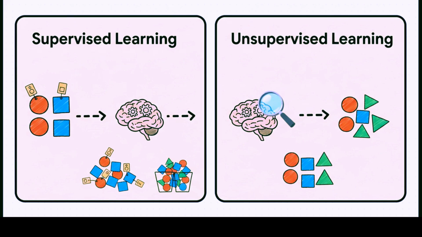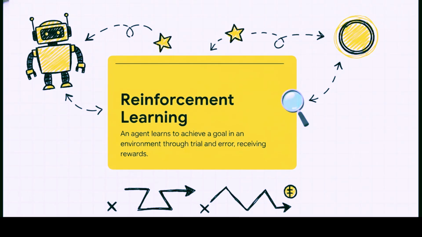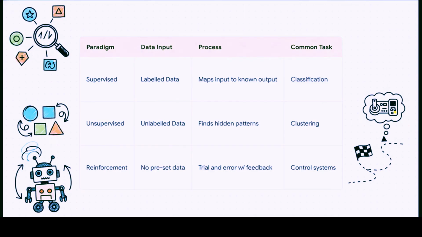By contrast, unsupervised learning uses unlabeled data, and the system's objective is to identify inherent patterns or structures within that data. The third paradigm is reinforcement learning. In this approach, a system, often referred to as an agent, interacts with an environment. It learns to perform actions to maximize a cumulative reward, receiving feedback in the form of rewards or penalties for its actions. This table summarizes the primary distinctions.